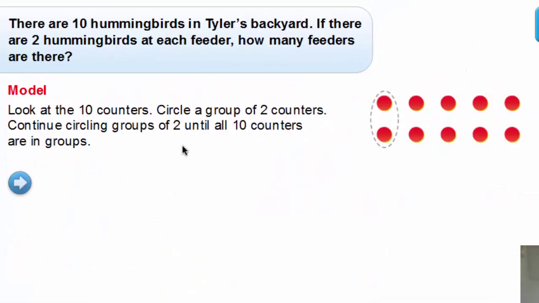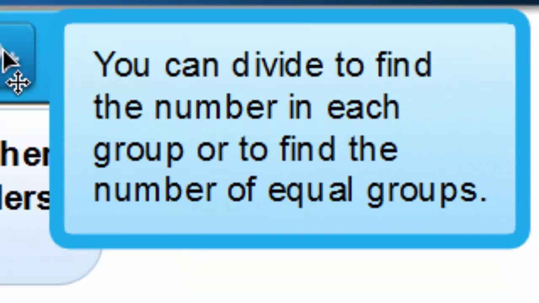Now look at this problem. There are 10 hummingbirds in Tyler's backyard. If there are 2 hummingbirds at each feeder, how many feeders are there? Let's pull out this little light bulb and think about it. You can divide to find the number in each group or to find the number of equal groups.